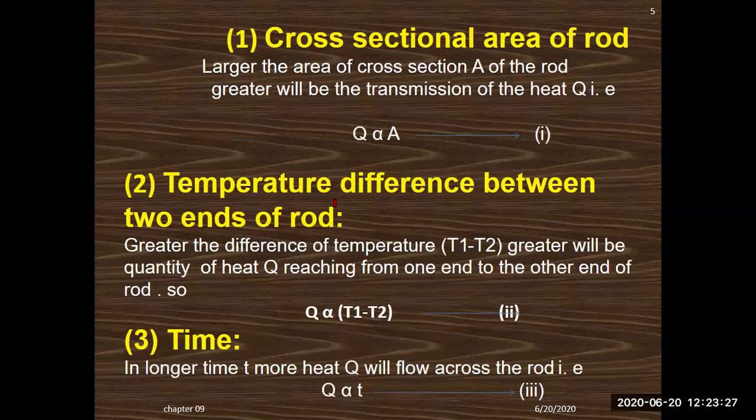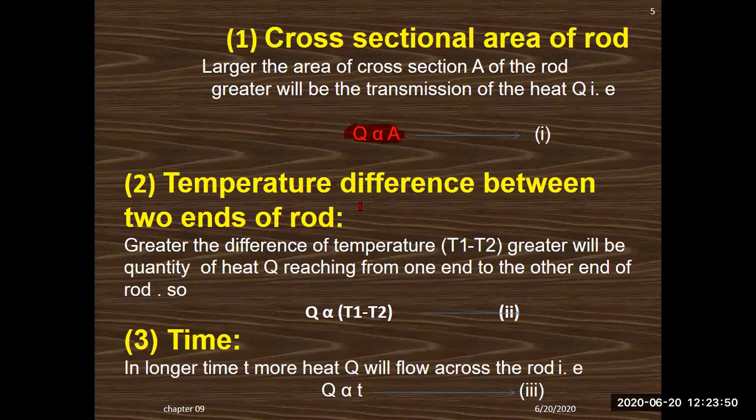Now, on the basis of these four assumptions, we are going to make four equations. The larger the cross-sectional area of the rod, the greater will be the transmission of the heat. That is, these are directly proportional to each other. The more the cross-sectional area, the more it will permit the heat to pass through it. Next, the temperature difference between the two ends of the rod.